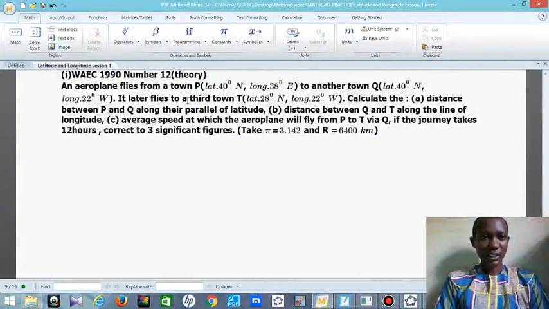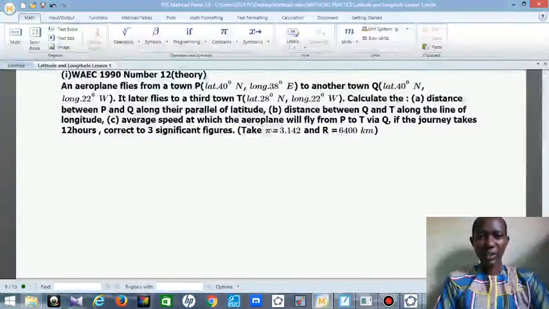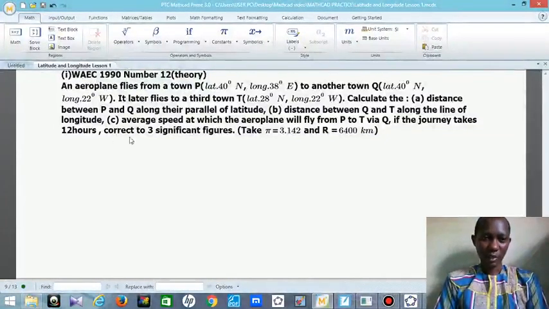Then calculate the distance between P and Q along the parallel of latitude, the distance between Q and T along the line of longitude, then the average speed at which the aeroplane will fly from P to T via Q if the journey takes 12 hours. Correct to three significant figures. Pi is given, and the radius of the earth is given.